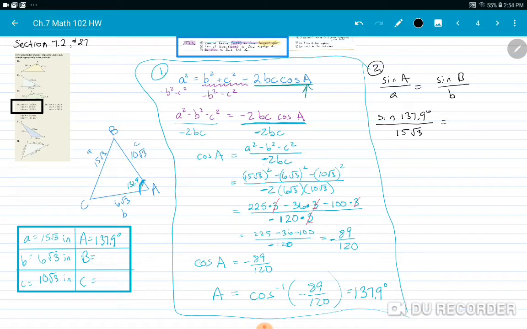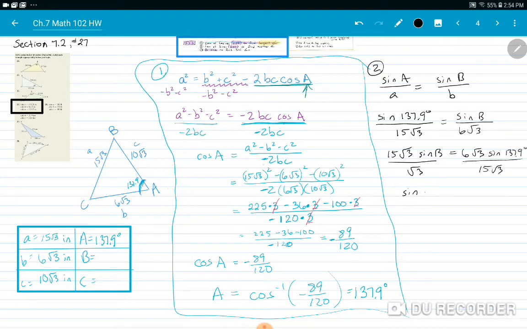Sine of B is, I guess, what we're looking for. And side B, 6 radical 3. Okay, so cross multiply to get that equals that. And to get sine of B by itself, divide both sides by 15 radical 3.